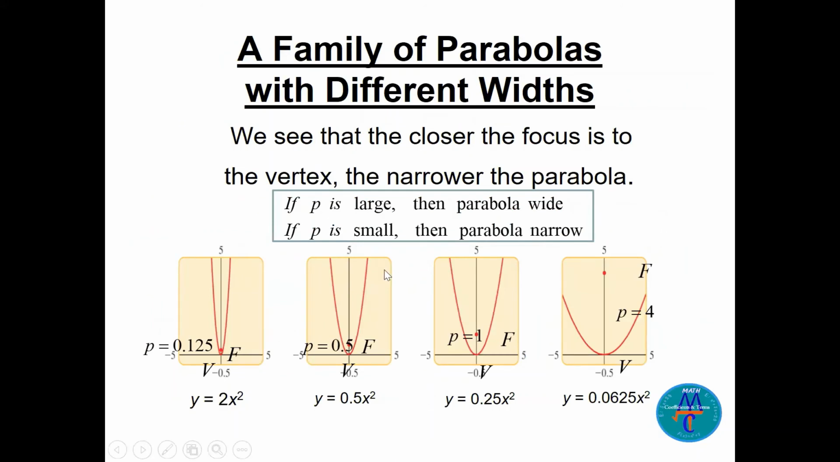I will show here 4 examples where P is 4, P is 1, P is 0.5, P is 0.125. So we have different functions here. All of them are parabolas. So the whole idea here, if P is large, a big number, then the parabola is wide. If P is small, then the parabola is narrow.